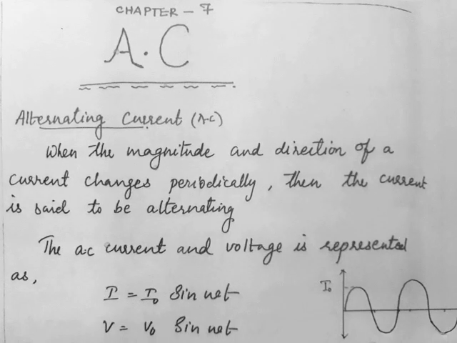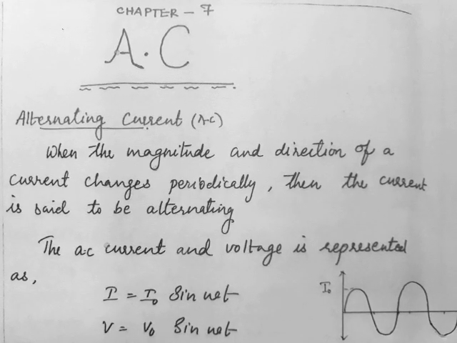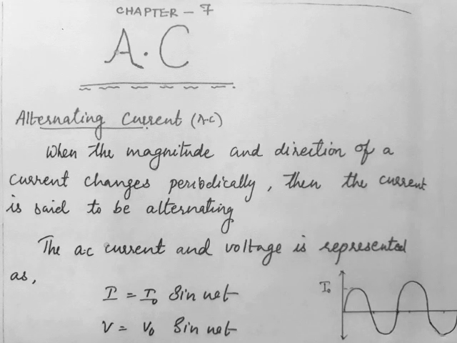We are going to the new chapter, that is AC. And in the last chapter you have studied about alternating current and how the current or the voltage varies in AC. And there we told AC is a current whose magnitude and direction changes. So the magnitude and direction of current changes periodically. That type of current is called alternating current.